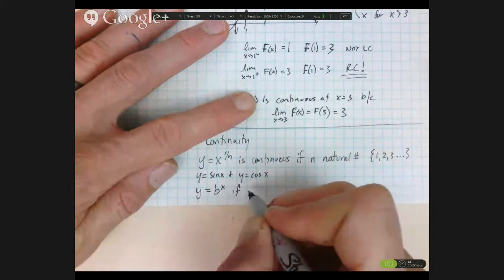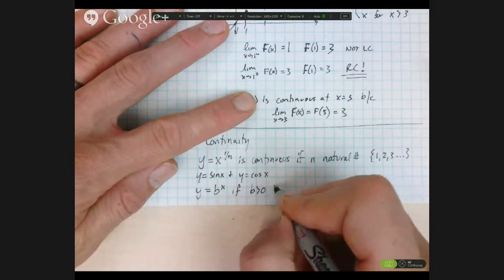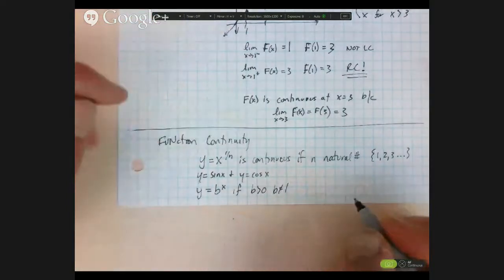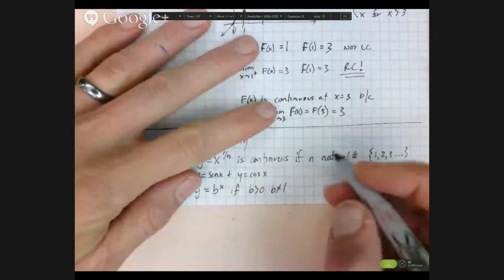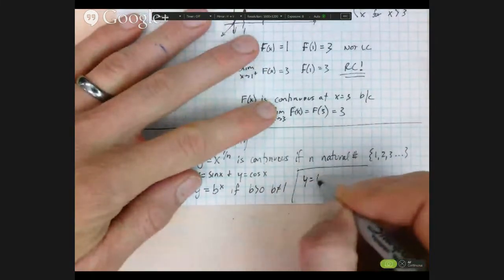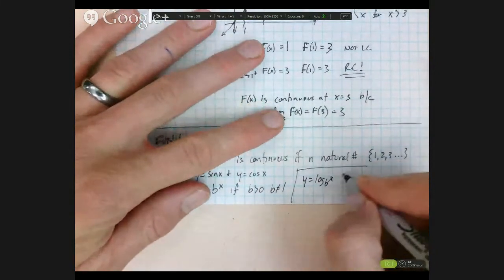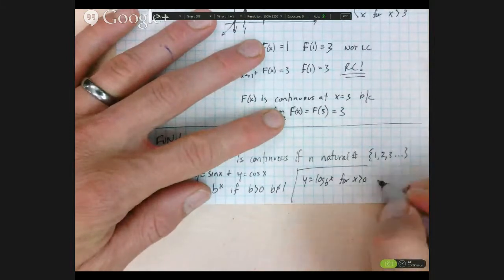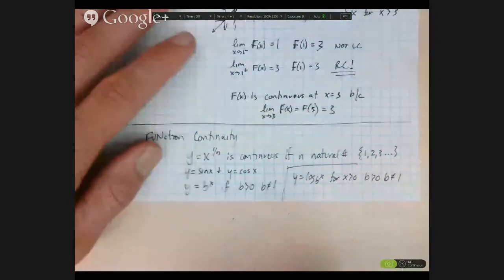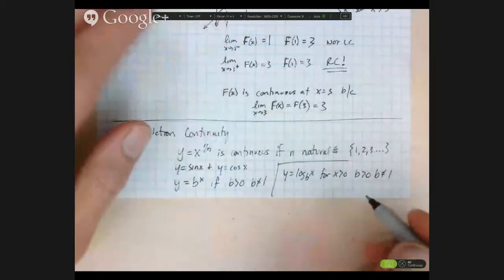Y equals b to the x is continuous if b is greater than 0 and not equal to 1. Okay. And lastly, the log is continuous for x greater than 0, b greater than 0, b not equal to 1. Okay. Just general functions that are continuous.